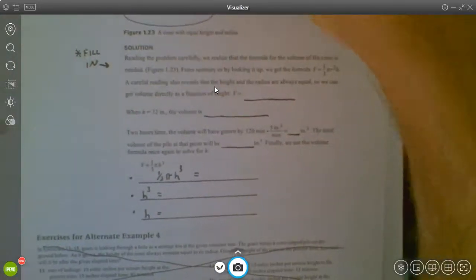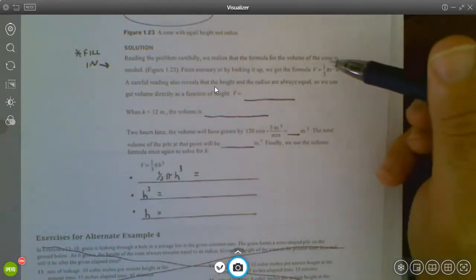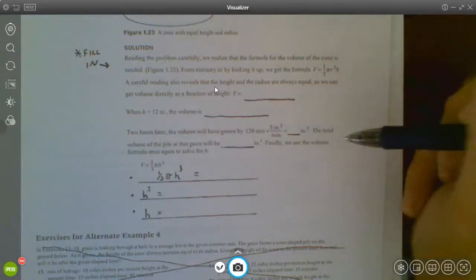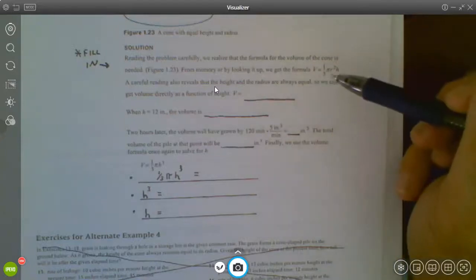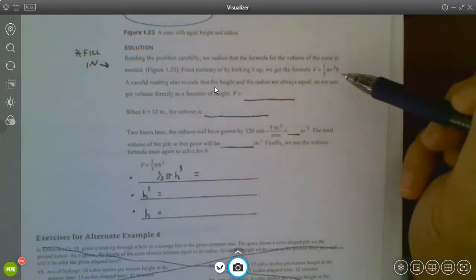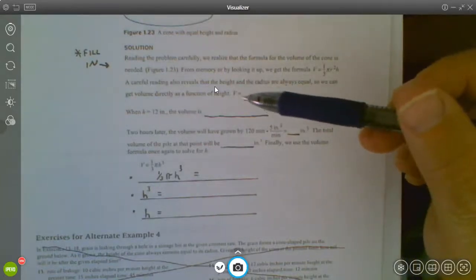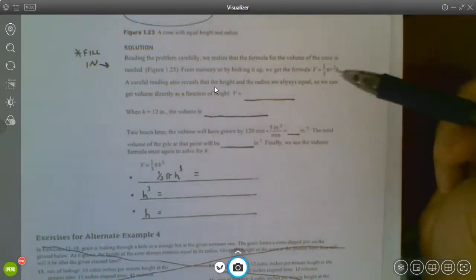So first things first, what is the formula for volume of a cone? Almost the same thing as volume of a cylinder, but you got the 1/3 in there as well. So 1/3 times the area of the base times the height. So what can we do with this formula since our radius and our height are always equal? Down here they say they want us to write the volume as a function of height. In other words, we want h in there and not r.